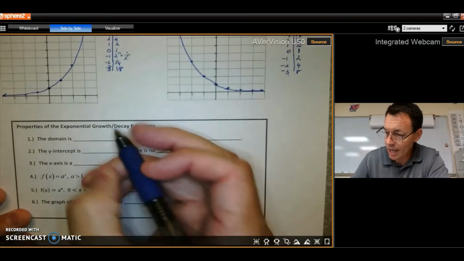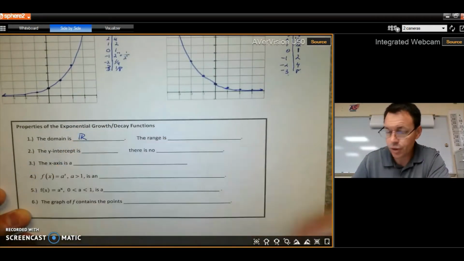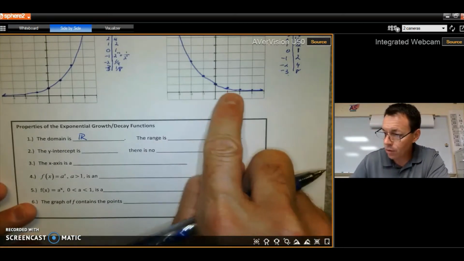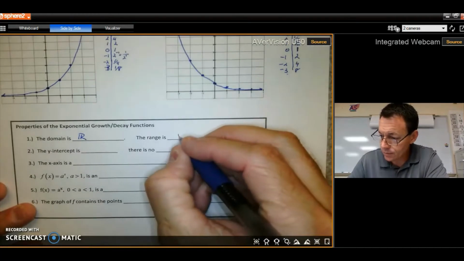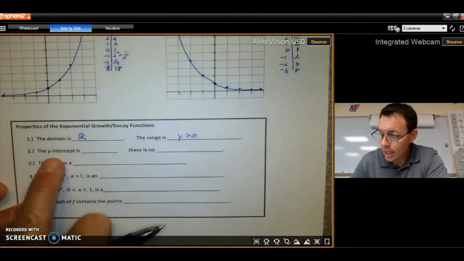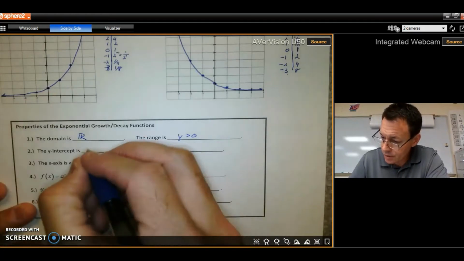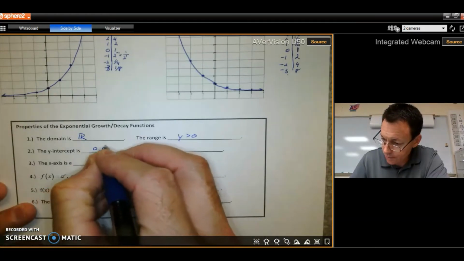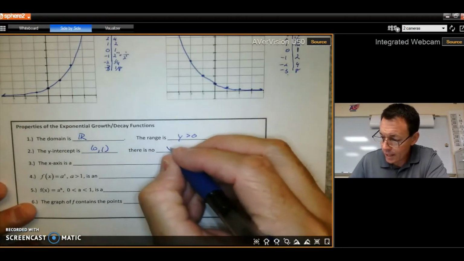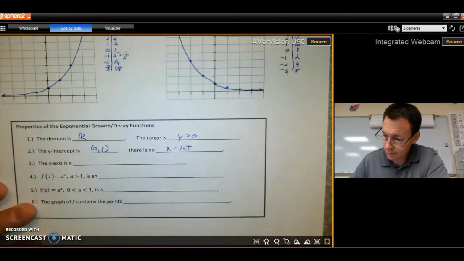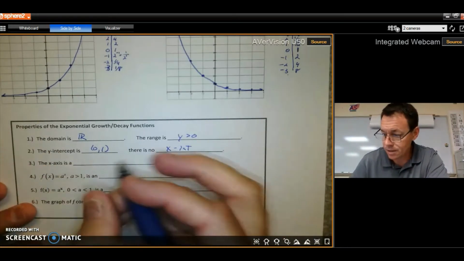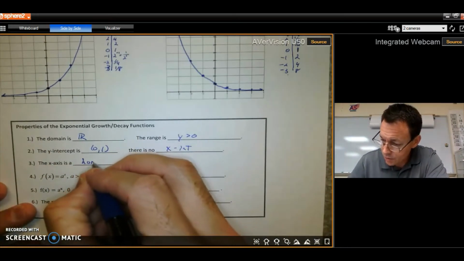Okay, so like the domain is all real numbers. You can plug anything in. The range for both of these would be all the y values greater than 0. Y greater than 0. We're not going to hit 0. The y-intercept on both of these is 0, 1. Okay, so again, notice 0, 1 on both of them. There's no x-intercept because we don't hit the x-axis. Why? Because the x-axis is a horizontal asymptote.